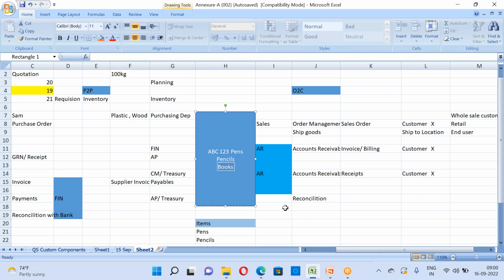Thank you. Any questions here, please? Please ask any question. Yeah, Tirupati, in this P2P and O2C, whatever you told just now, only at the time of payment and at the time of receipt is the finance consultant involved. Other than that, it is only for our knowledge. Am I correct?